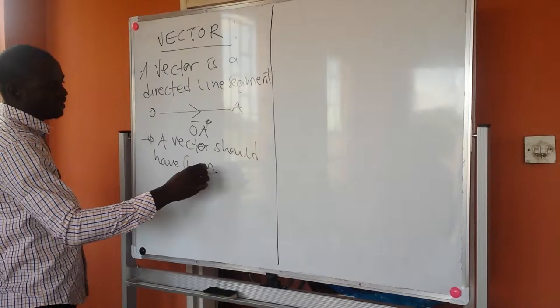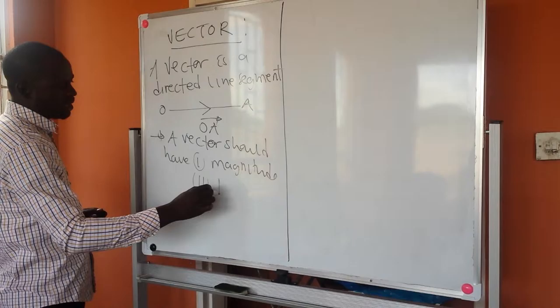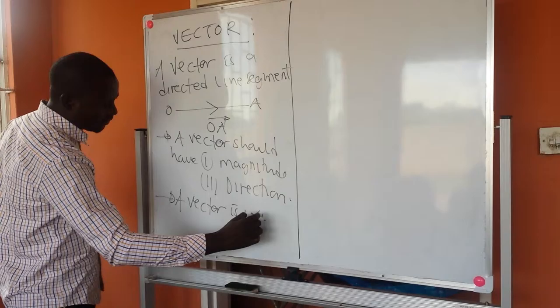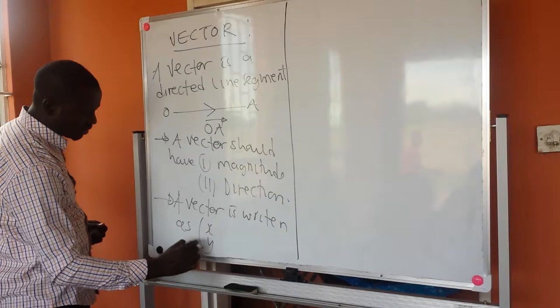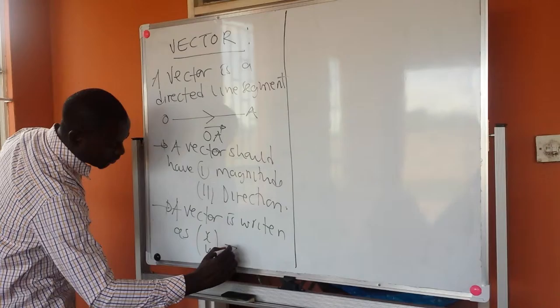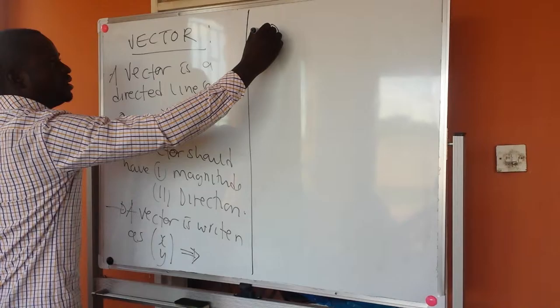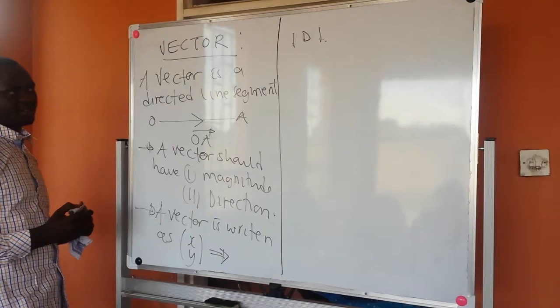Now, what you must remember is this. A vector should have, number one, magnitude, meaning the distance. Number two, direction. These are the two things a vector should have, magnitude and direction. And don't forget that a vector is written as (x, y). So such kind of writing means a vector.